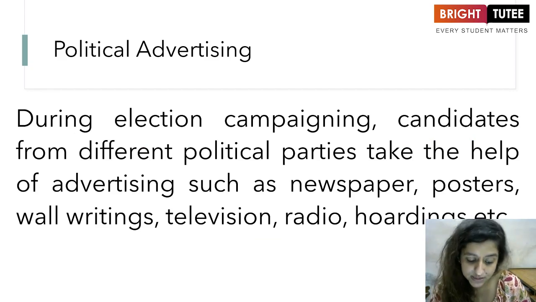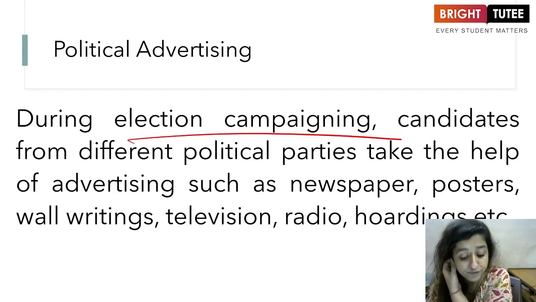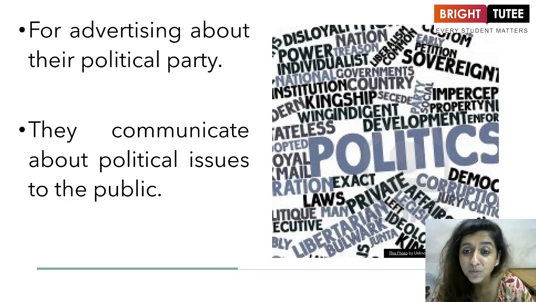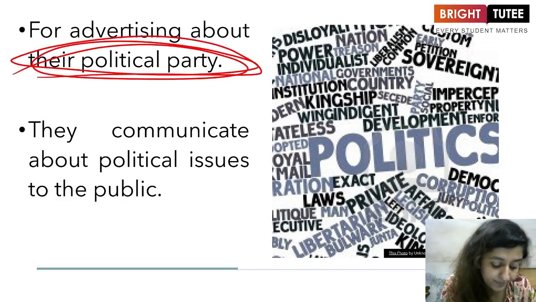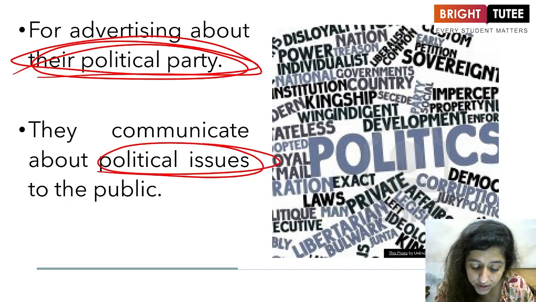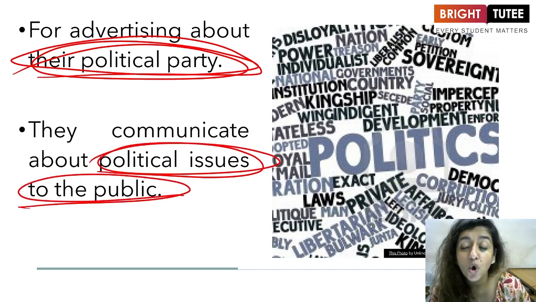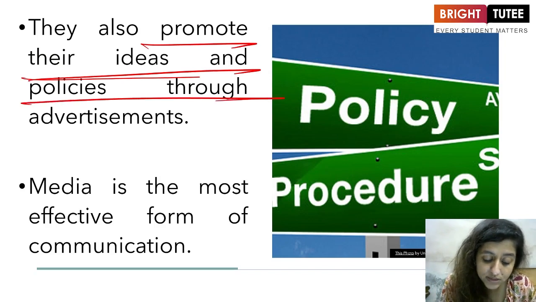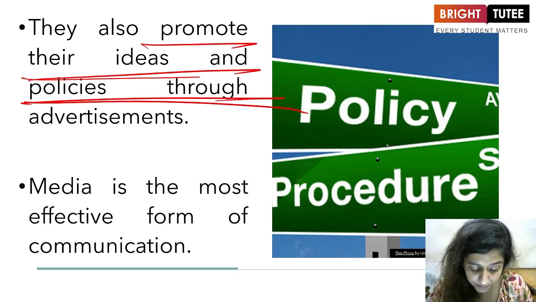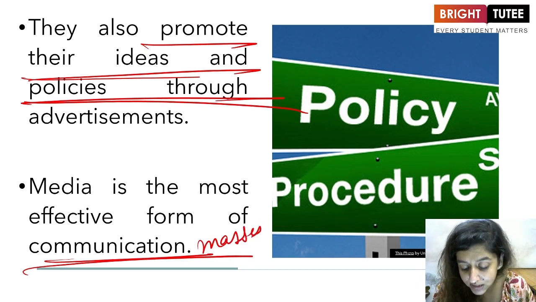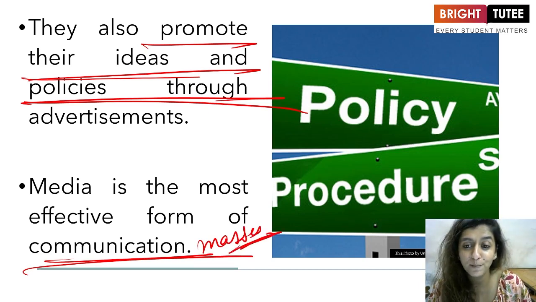Now, political advertising is that during election campaigns, candidates from different political parties take the help of advertising such as newspaper, posters, wall writings, television, radio, etc. for advertising about their political party. So you are just advertising about your political party. They communicate the political issues to the public. They communicate what all they will be taking care of in the public and promote their ideas and policies through advertisements. Media is the most effective form of communication because it reaches the masses under that one umbrella.